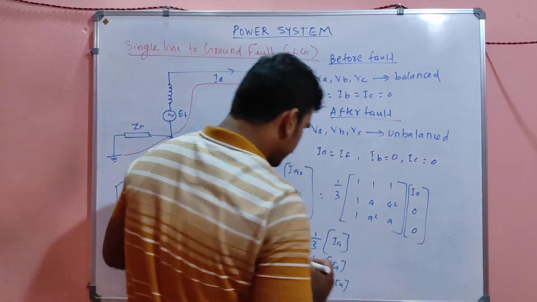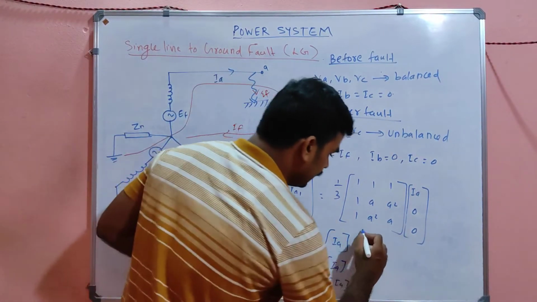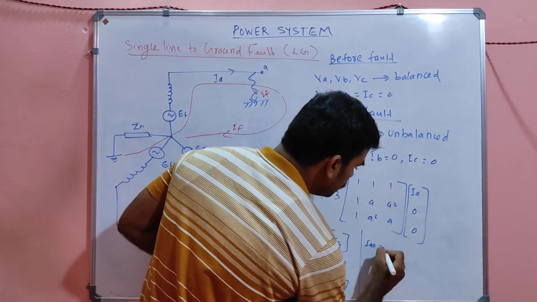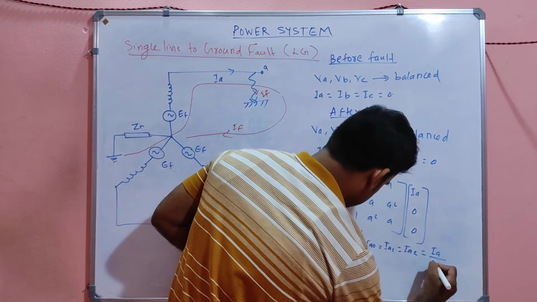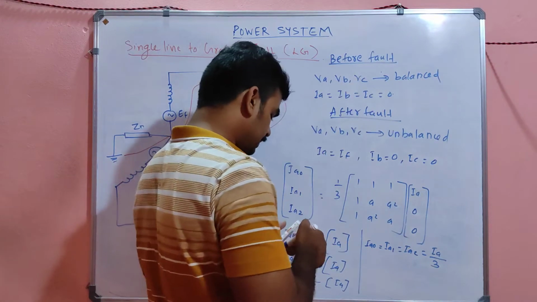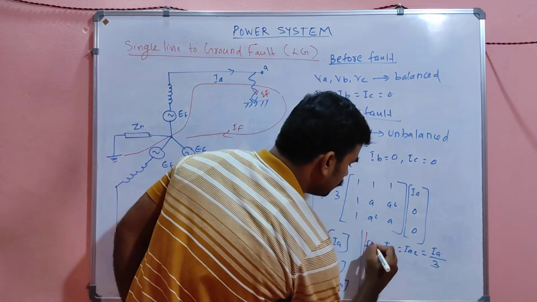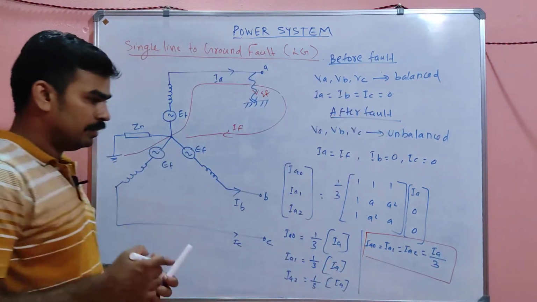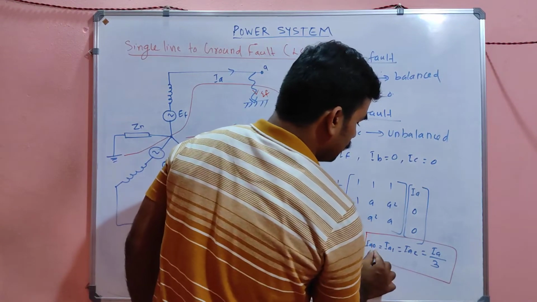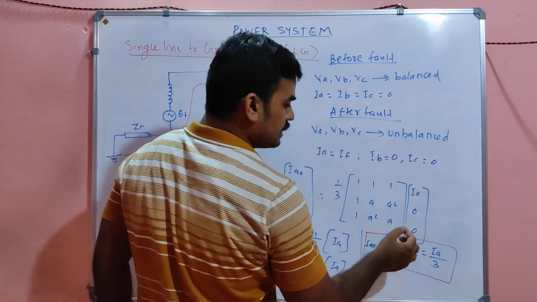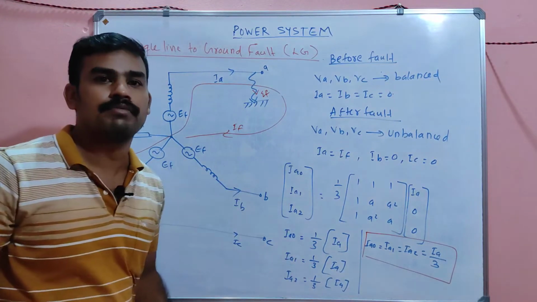So as a conclusion I can say that IA0 equals IA1 equals IA2 equals IA by 3. This is the very important relationship in line to ground fault. That means the zero sequence equals the positive sequence and negative sequence, and will be nothing but IA by 3. IA is nothing but the fault current, correct?